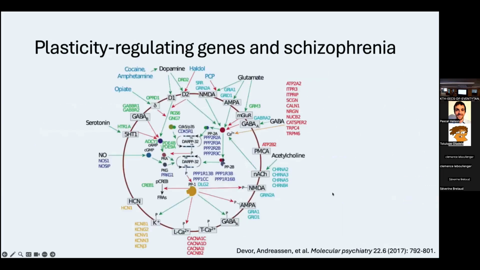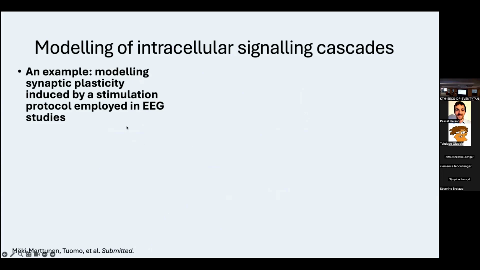So then back to schizophrenia. So I showed this figure earlier, highlighted the ion channels that we could directly use in our models. But there are also many plasticity-regulating genes that we can now directly plug into our model and see that if we change, for example, the expression of one of these genes, how does the response to plasticity-inducing stimuli change? And in this submitted paper, we have studied a particular protocol used in this EEG phenotype that I mentioned, the LTP-like plasticity of the visual.